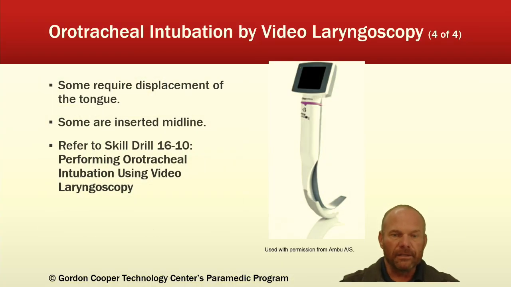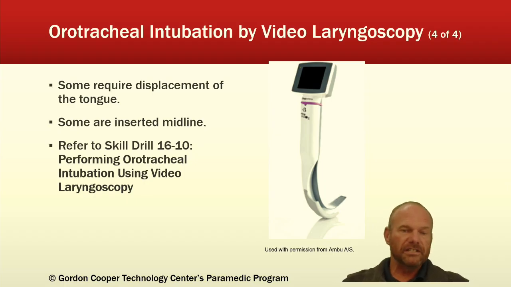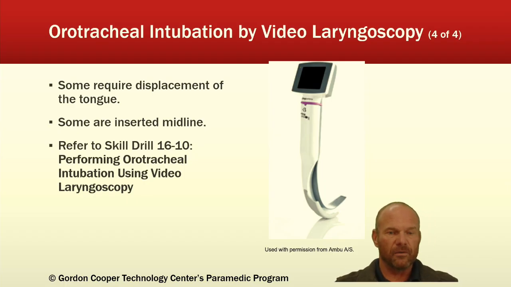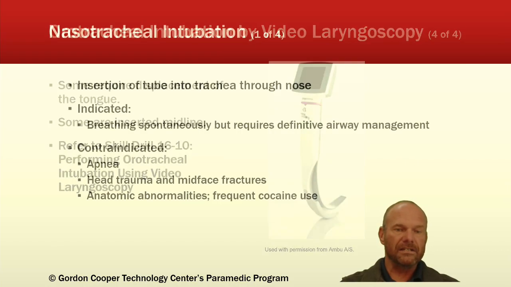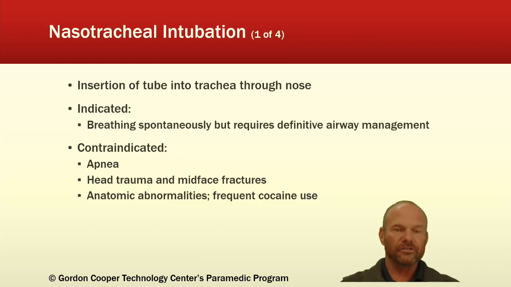Now, tongue displacement. Some video laryngoscopes require you to displace the tongue to one side to create a clear view of those airway structures. Some models are designed for a right midline in the mouth, just following the curvature of the tongue. It just depends on what you have. Now the thing is, always have a backup option, as we talked about before with your tubes. In the event that this thing fails or runs out of batteries or whatever, you may need to go back to your old school intubation.